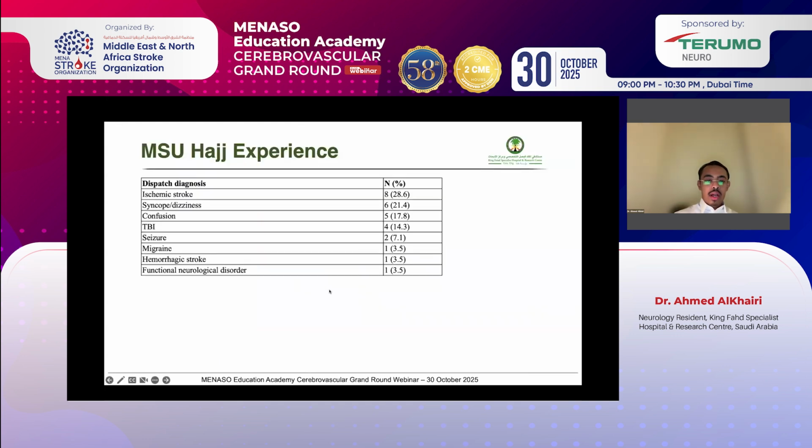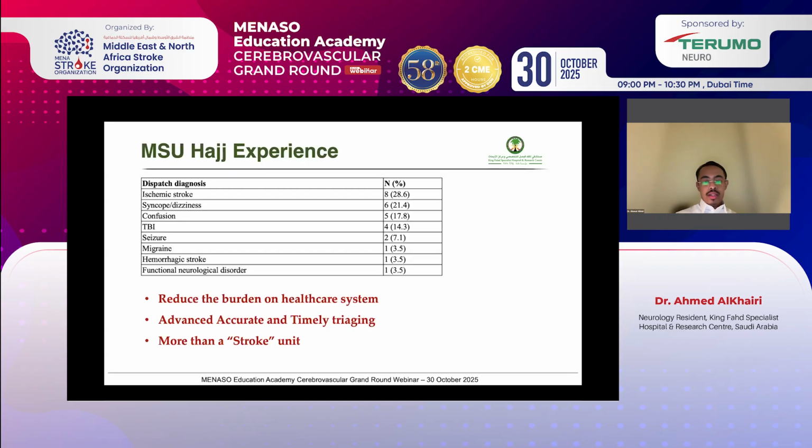Another important aspect is the dispatch diagnosis. We not only treat ischemic stroke patients, we also evaluated and triaged a variety of suspected stroke cases. And this was mainly the aim of the mobile stroke unit. So this may reduce the burden on the healthcare system, and we also provide advanced, accurate, and timely triaging. In fact, it provided more than a stroke unit, more like a mobile urgent neurological care unit during a mass gathering setting.